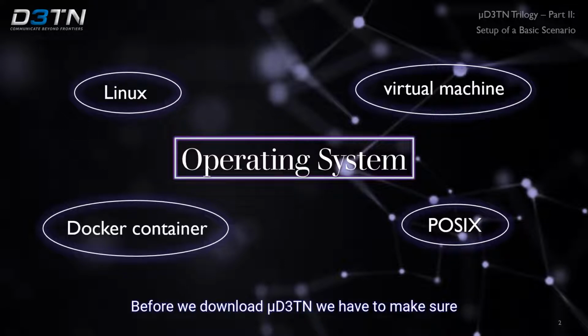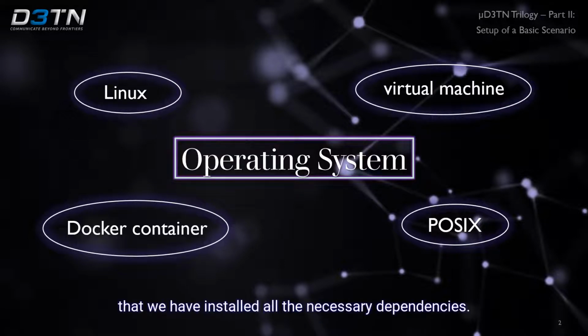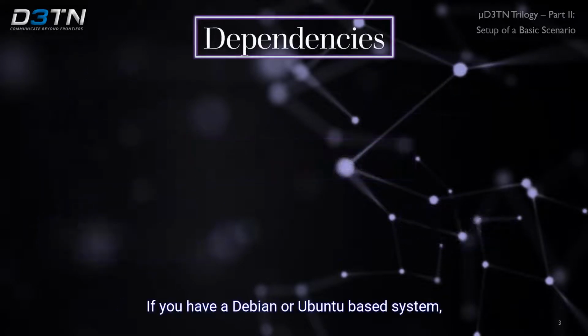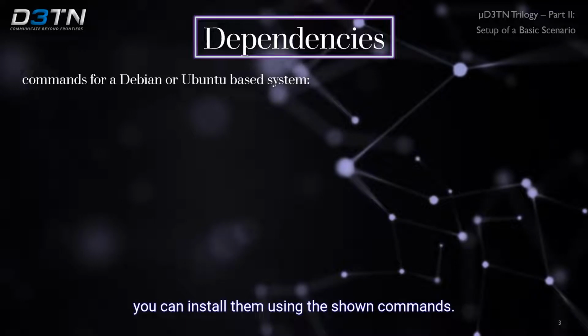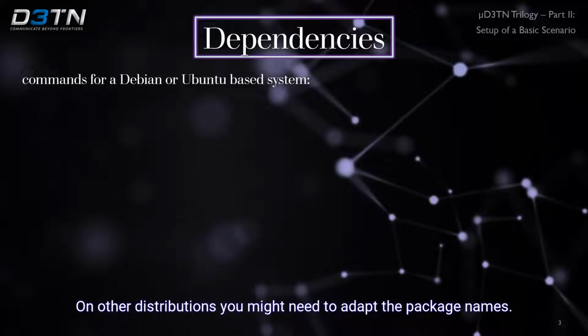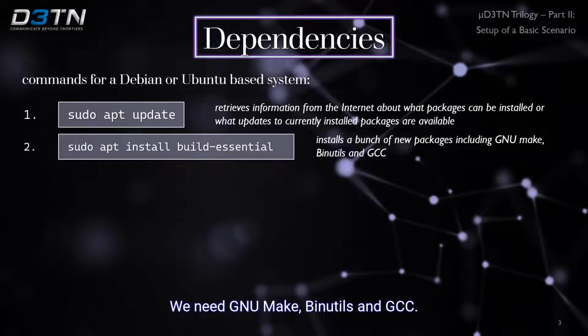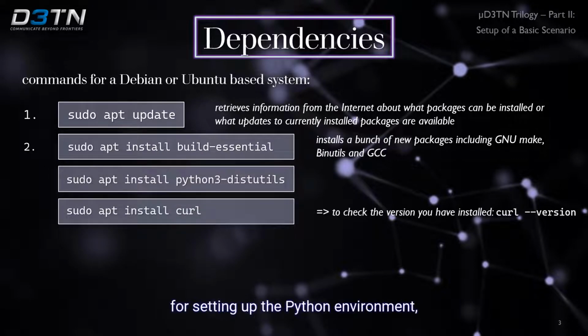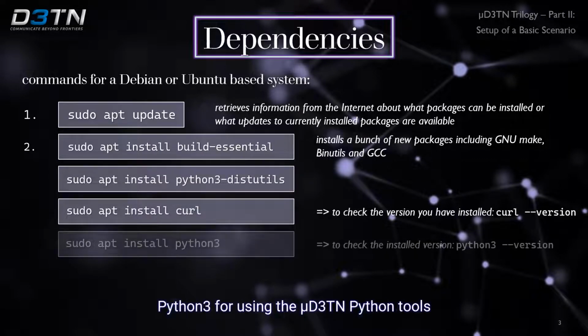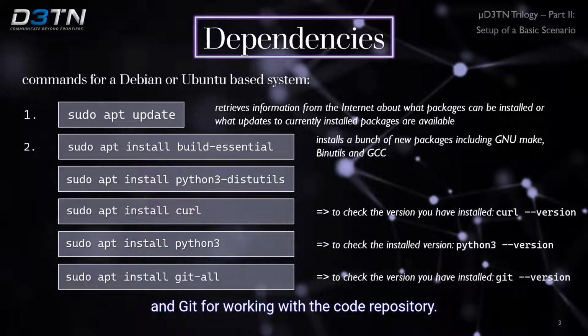Before we download µD3TN, we have to make sure that we have installed all the necessary dependencies. If you have a Debian or Ubuntu-based system, you can install them using the shown commands. On other distributions, you might need to adapt the package names. We need GNU make, Binutils, and GCC. Moreover, we also need Python 3 distutils and curl for setting up the Python environment, Python 3 for using the µD3TN Python tools, and Git for working with the code repository. In case you need help, feel free to contact us. We will gladly assist you.